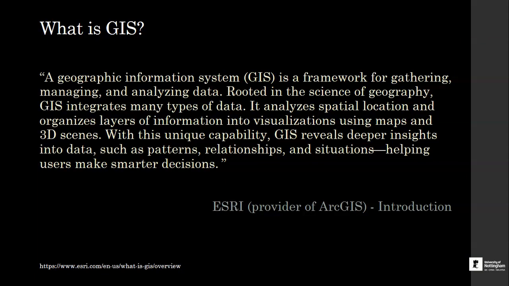Now, first, you have to be certain what GIS is. Esri, the main GIS application provider, defines it as follows. The Geographic Information System is a framework for gathering, managing, and analyzing data. Rooted in the science of geography, GIS integrates many types of data. It analyzes spatial location and organizes layers of information into visualizations, using maps and 3D scenes. With this unique capability, GIS reveals deeper insights into data, such as patterns, relationships, and situations, helping users to make smarter decisions. As you can see from this definition, it's a bit more than simple doodling on a map.